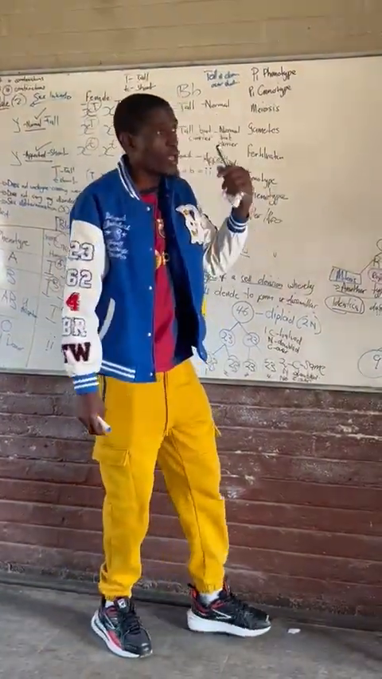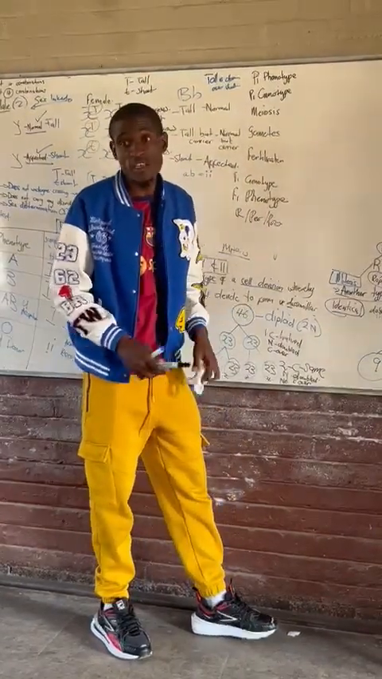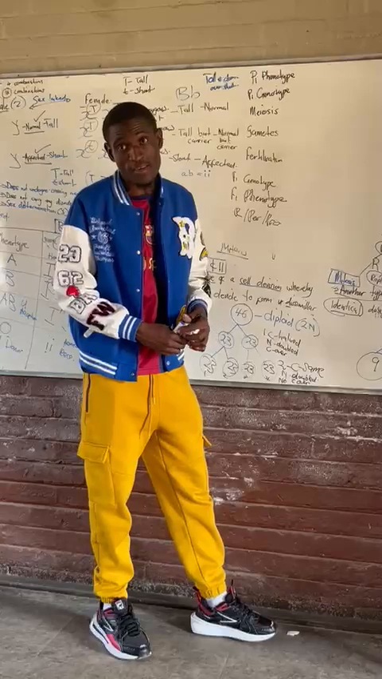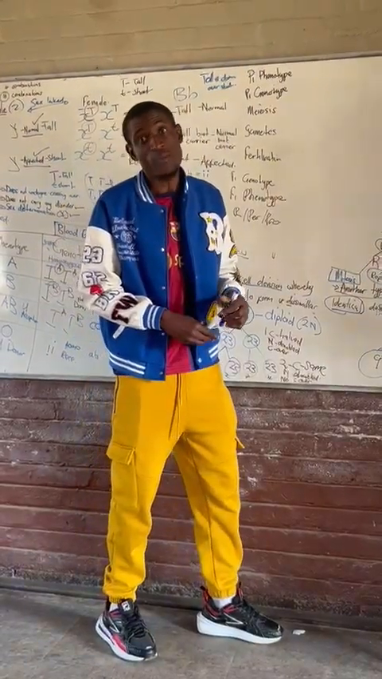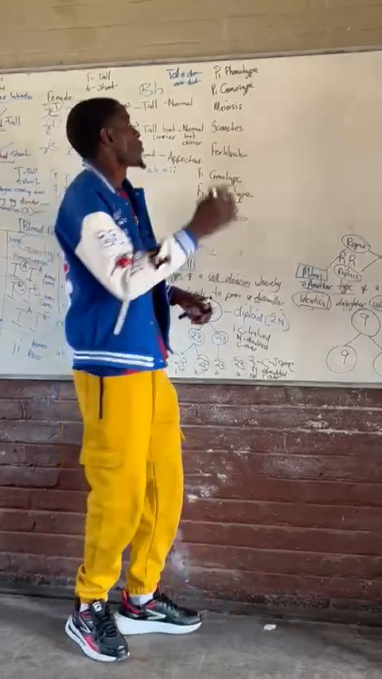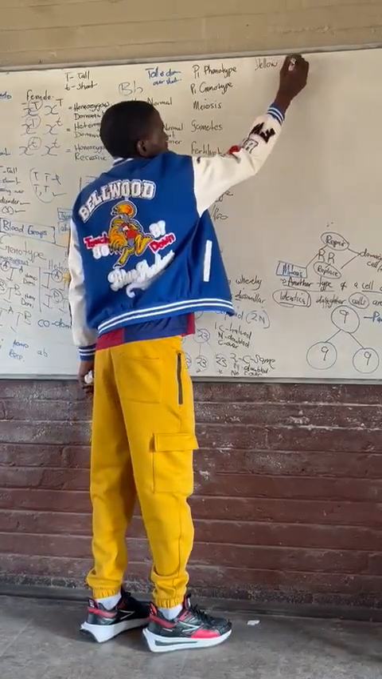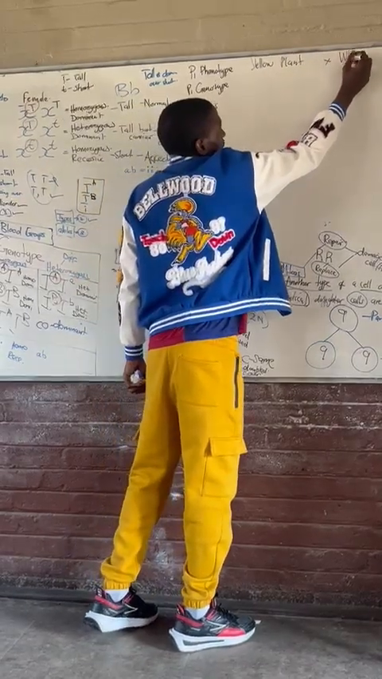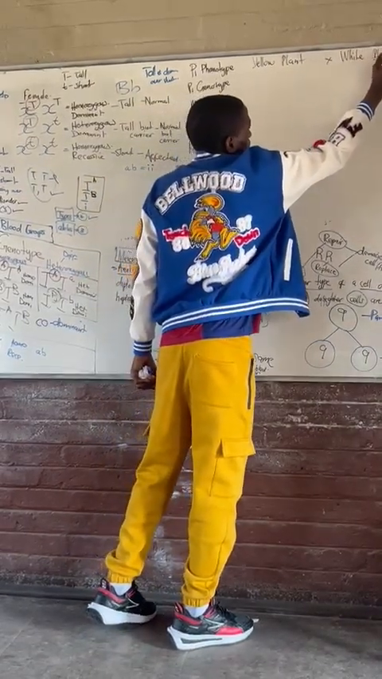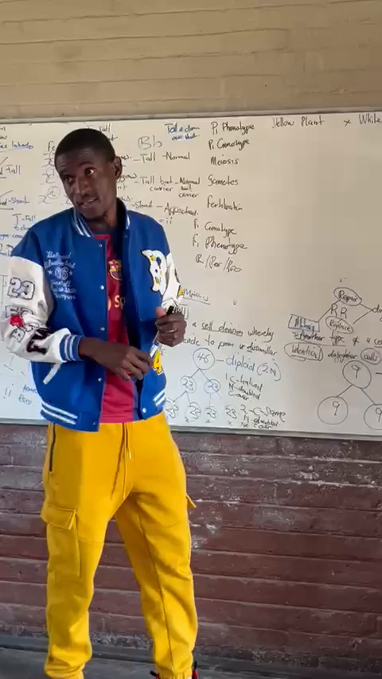Now, let's say for example, yellow plant is dominant over white plant. Yellow is dominant over white plant. Now we are going to have a yellow plant. We are going to cross it with a white plant. Remember, we said yellow is dominant over white.